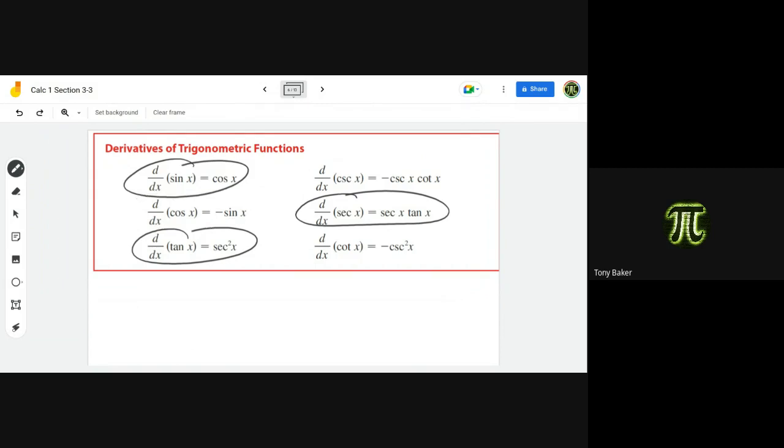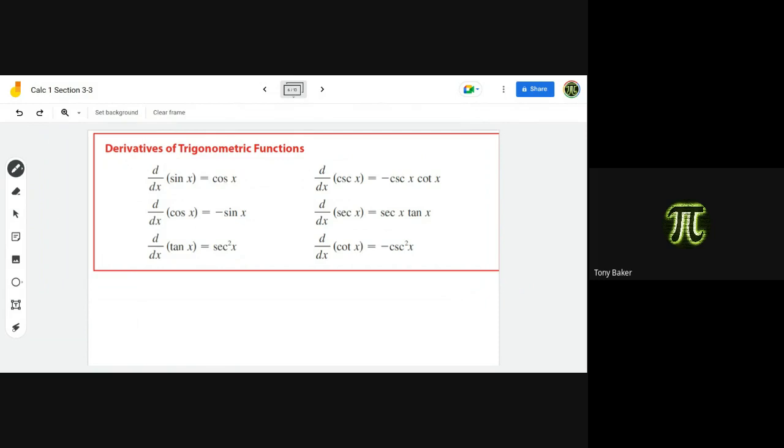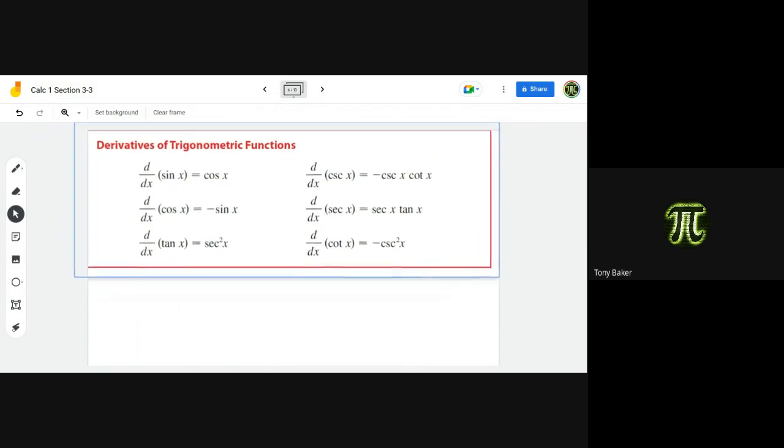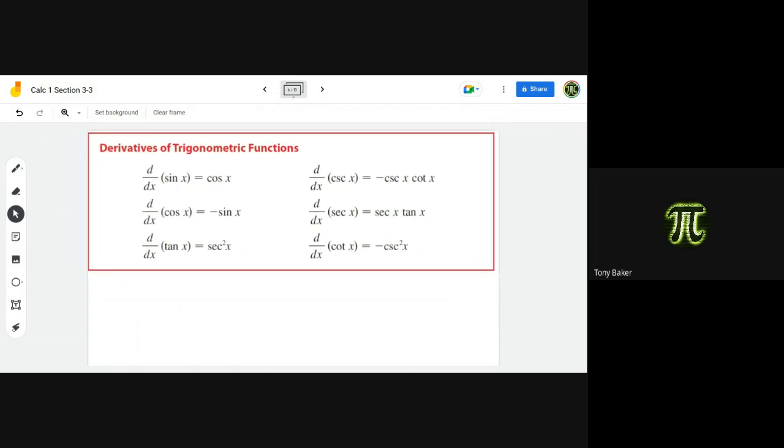All right? So those are the 4. If you're going to try to remember something, those are the 4 I would try to remember. Sine, cosine, tangent, and then secant. Those have a tendency to come up quite often, especially when you're doing some integrations.